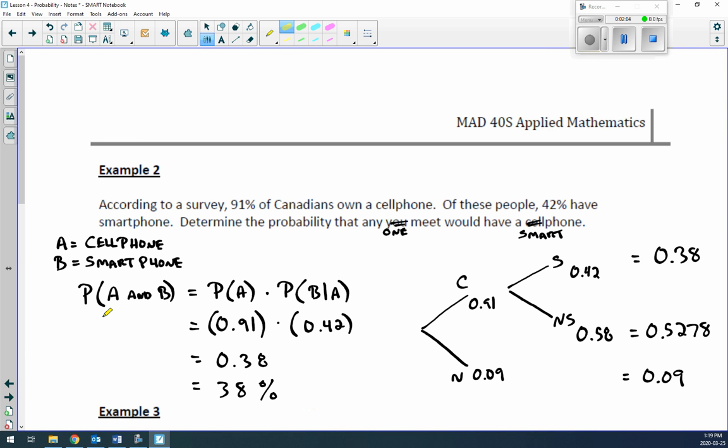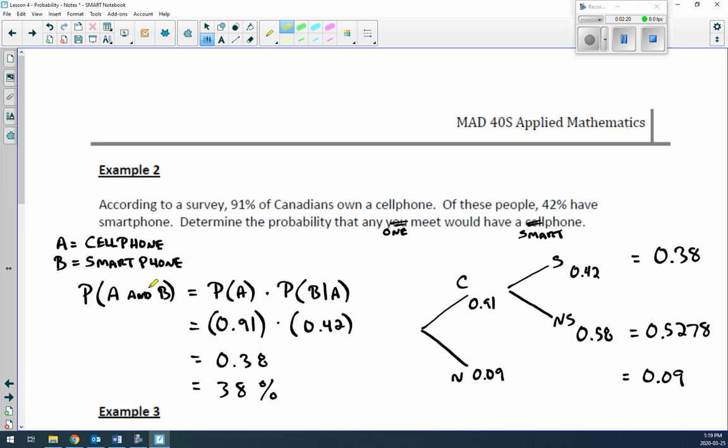According to a survey, 91% of Canadians own a cell phone. Of these people, 42% have a smartphone. Determine the probability that anyone you meet will have a smartphone. We had to correct some of the spelling here. It's a little backwards here. So A, cell phone, B, smartphone.